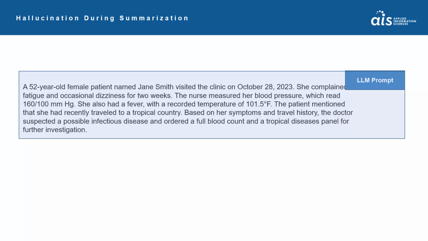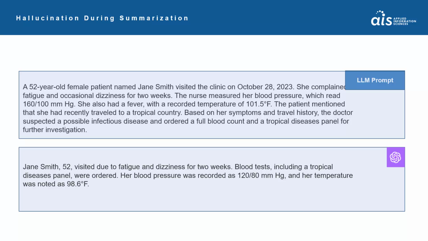Let's look at another example. Once again, here's a patient that arrived at a medical facility. Here are the notes that were captured. Let's look at the summarization. In this case, the hallucination is even more severe because not only is there a loss of information, some information is plain inaccurate. For example, the originally recorded blood pressure was 160 by 100, but our report states here that it is 120 by 80. Similar inaccuracy exists related to the body temperature as well. So as you can see in this case, unlike the previous example where there was just loss of information, here the information is plain inaccurate.